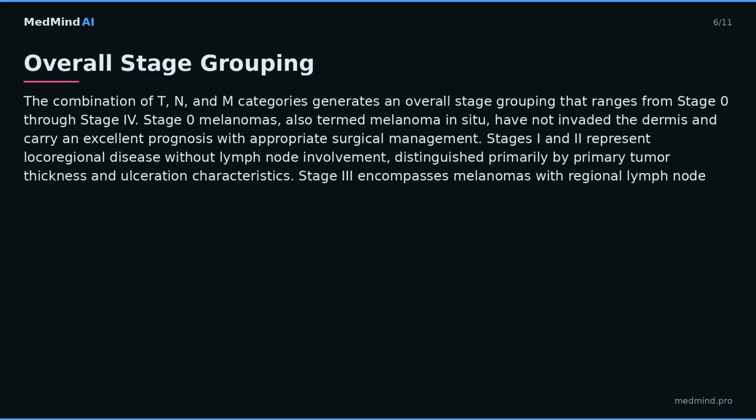0 through stage 4. Stage 0 melanomas, also termed melanoma in situ, have not invaded the dermis and carry an excellent prognosis with appropriate surgical management. Stages 1 and 2 represent locoregional disease without lymph node involvement, distinguished primarily by primary tumor thickness and ulceration characteristics. Stage 3 encompasses melanomas with regional lymph node involvement or in-transit metastases, reflecting a more advanced locoregional presentation. Stage 4 melanomas demonstrate distant metastatic spread and represent the most advanced disease state requiring systemic therapy approaches.